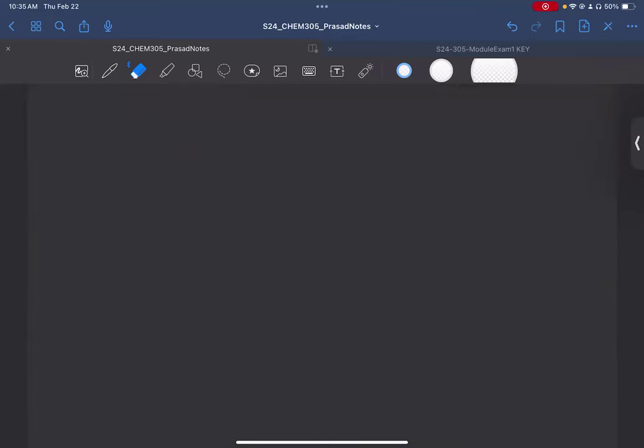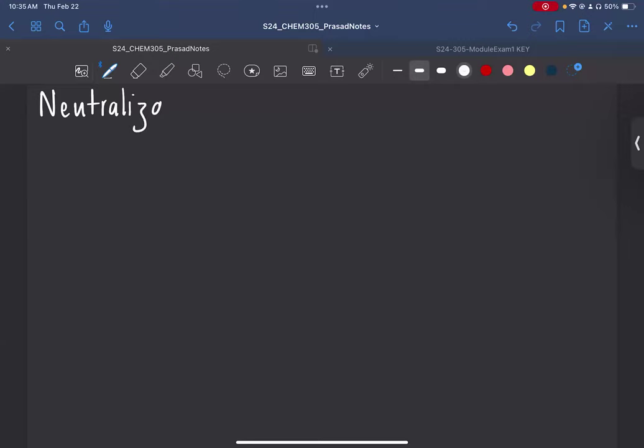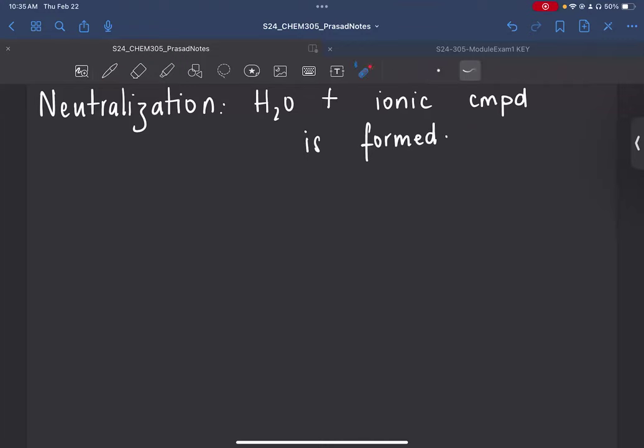Okay. Next, we have neutralization. Neutralization occurs when H2O and an ionic compound is formed. CMPD is my shorthand for compound. An example of this is NaOH plus HCl.